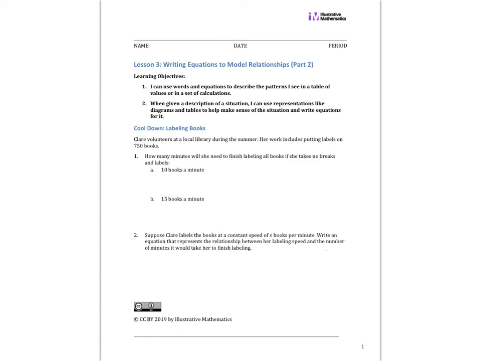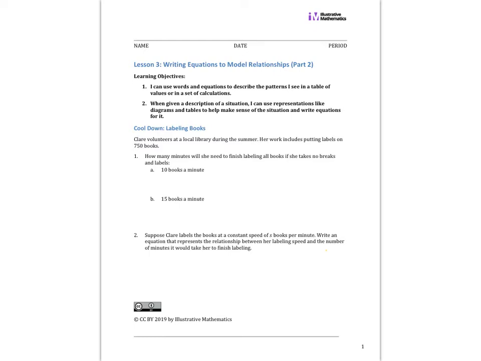Okay, welcome to Algebra's Unit 2, Lesson 3, Writing Equations to Model Relationships, Part 2. So we've got 2 questions to work on. The situation is Claire volunteers at a local library during the summer. Her work includes putting labels on 750 books.